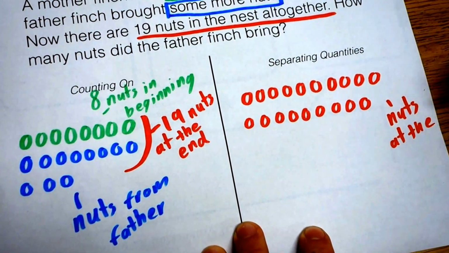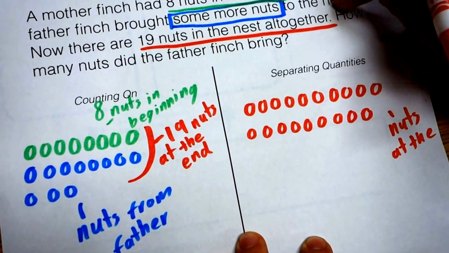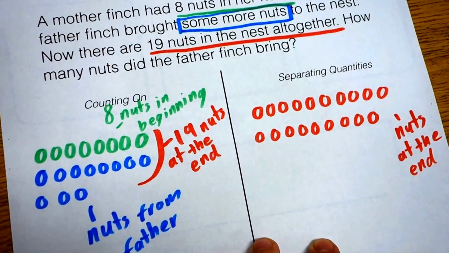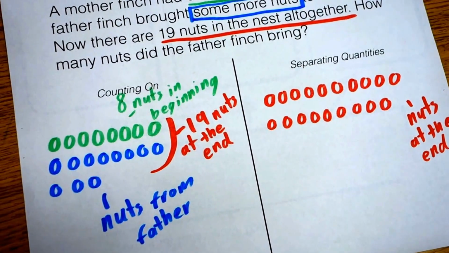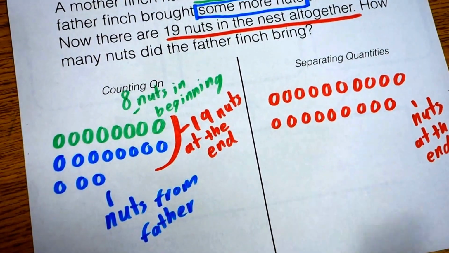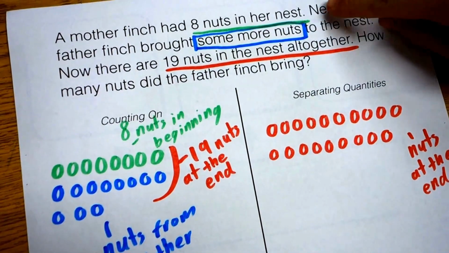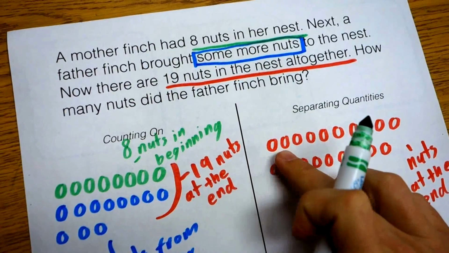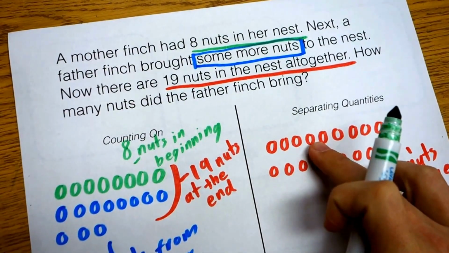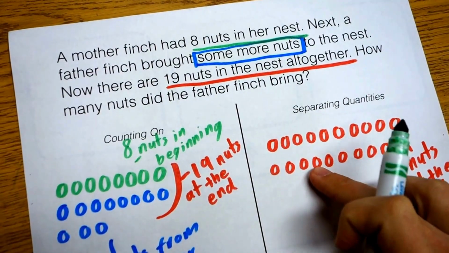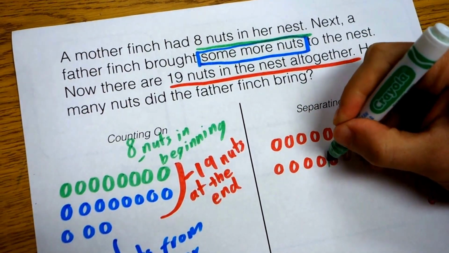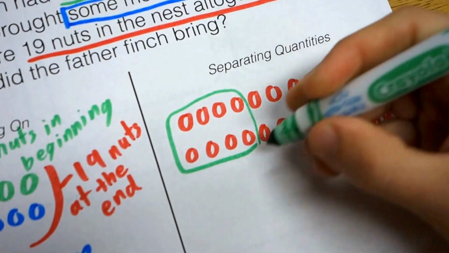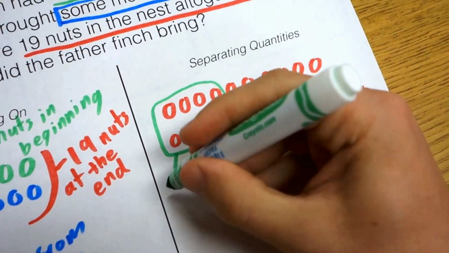And again, my labels help me make sure that each part of the problem is represented in my diagram. So these are our nuts at the end. So now we can separate them into the ones that we had at the beginning and afterwards. So again, referring to the problem, it says that there were 8 nuts in the nest at the beginning. So I can count out 8. 1, 2, 3, 4, 5, 6, 7, 8. So this group of 8 right here, we're going to circle them and then label them as nuts in the beginning.